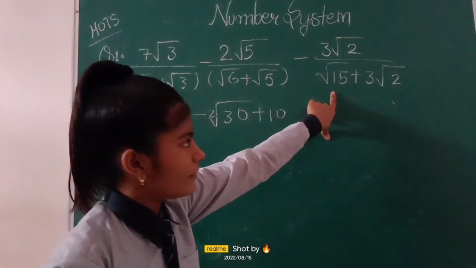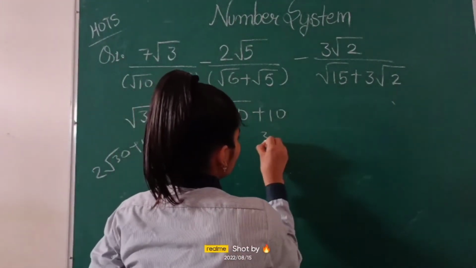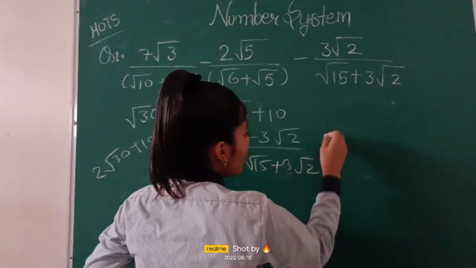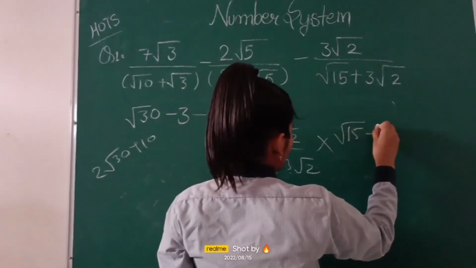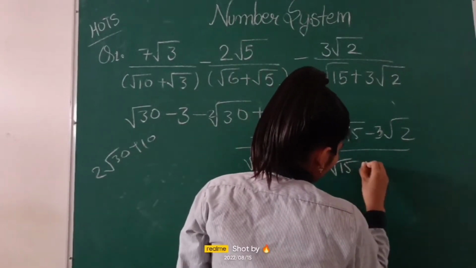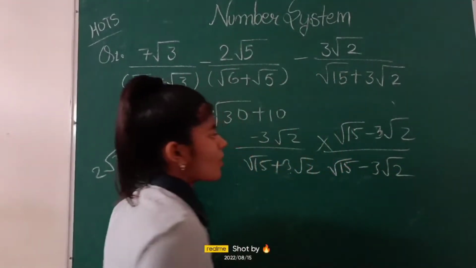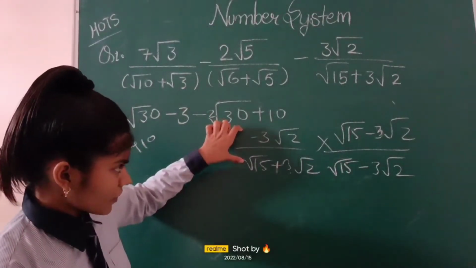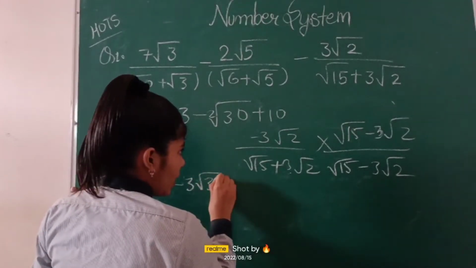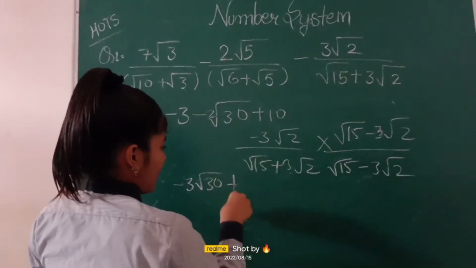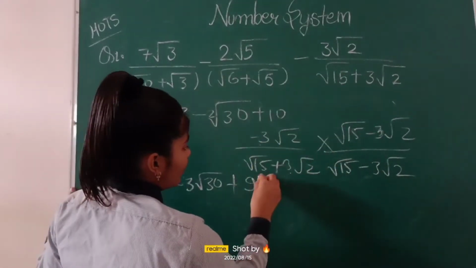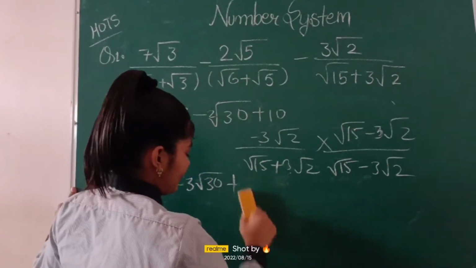Then solve this, rationalize this in other terms. So minus 3 under root 2 upon under root 15 plus 3 under root 2, multiplied with under root 15 minus 3 under root 2 by under root 15 minus 3 under root 2. Now if you solve this, what you will get? You will get minus 3 under root 30 minus, but minus into minus, plus 3 into 3 we will get 9. 9 under root 2 means 9 into 2, which is 18. So we will directly write here 18.